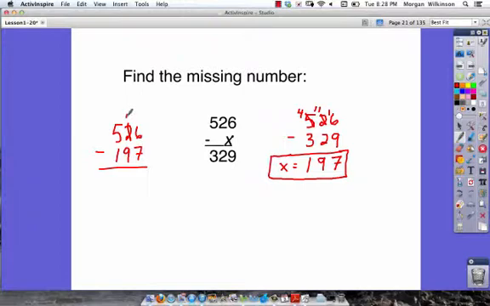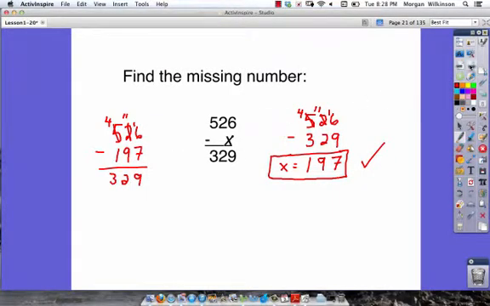We'll borrow from that 2. We now have 16. 16 minus 7 is 9. And borrow from the 5 to get a 4. We have 11. 11 minus 9 is 2. And 4 minus 1 is 3. We have 329. We got the answer right. We're 100% sure we got it because we checked our work.